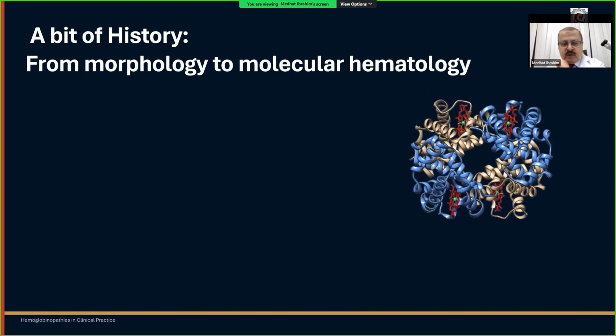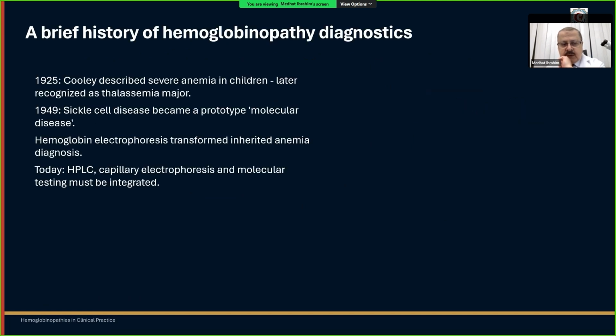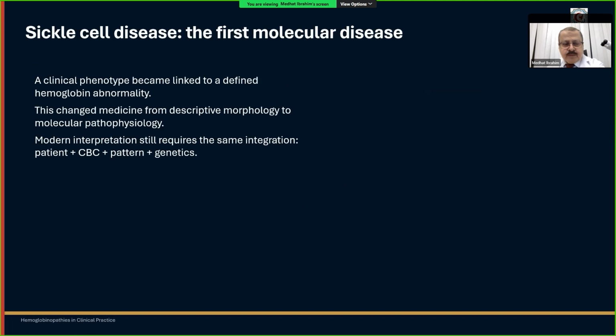I usually like a bit of history before we start off. In 1925, Cooley described the severe anemia in children. Later, it was recognized as thalassemia major. Sickle cell disease was first recognized as a molecular disease in 1949. A clinical phenotype became linked to a defined hemoglobin abnormality, and this changed medicine from descriptive morphology in the olden days to a molecular pathophysiology.